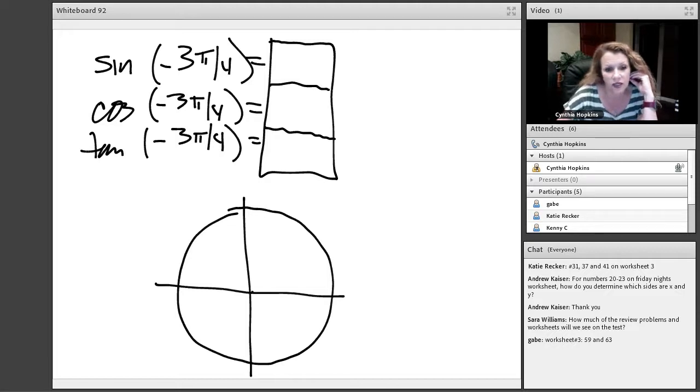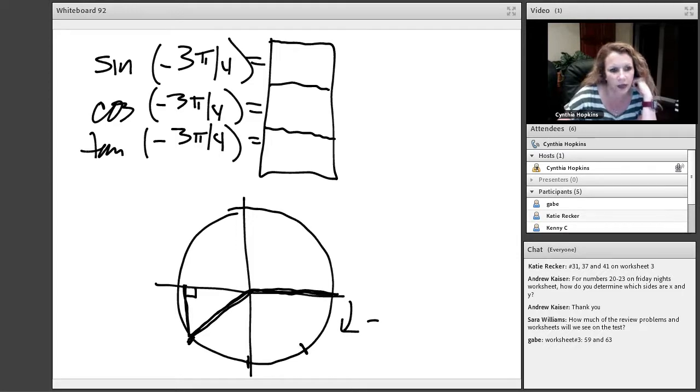Okay, so I'm going to start in standard position, positive x-axis. Since my angle is negative, I'm going in the clockwise direction. Okay, and I'm just going to count 3 increments of 45 degrees. Here's 1, here's 2, and here's 3. So this is the terminal side of my angle. From that side, I'm going to draw perpendicular to the x-axis. That forms my reference triangle.